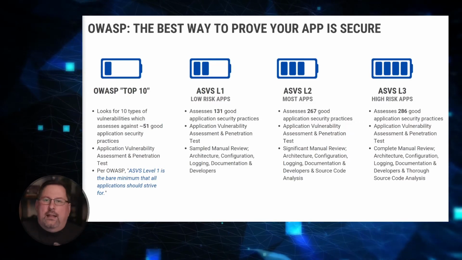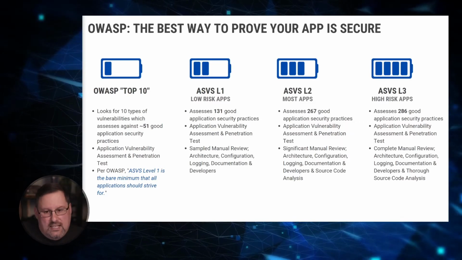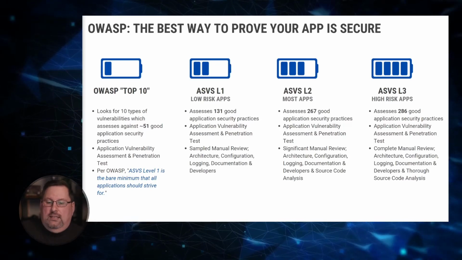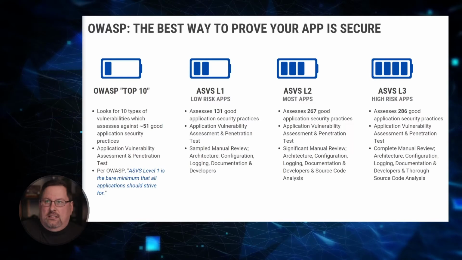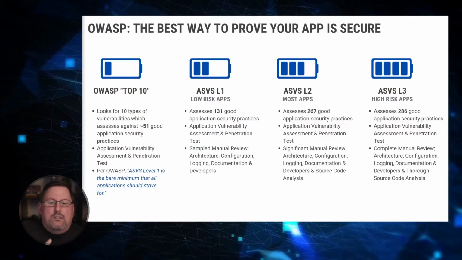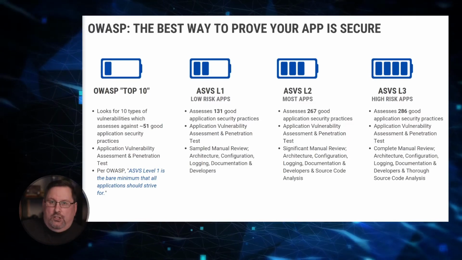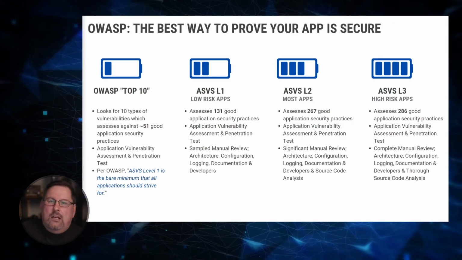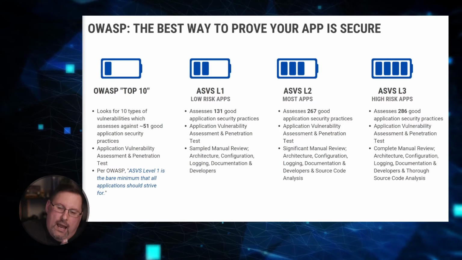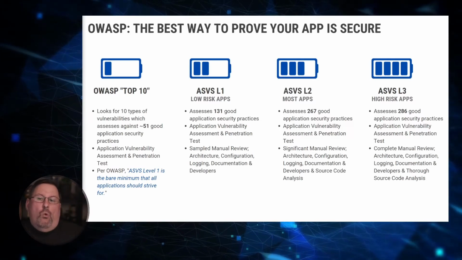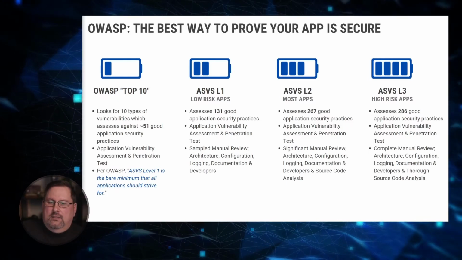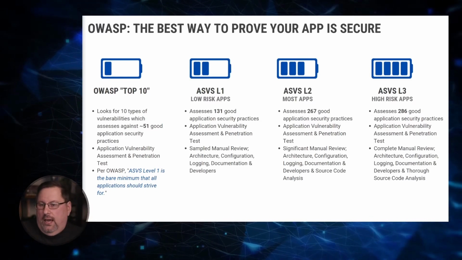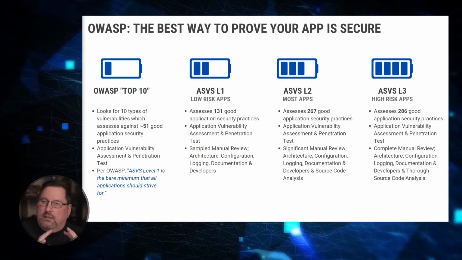And as part of that, there's recommendations on doing vulnerability assessments and pen testing. But OWASP official guidance is that the ASVS level 1 is the bare minimum that all applications should be striving for. In other words, the OWASP Top 10 isn't enough. We want everyone looking at ASVS L1 at the very least. It has 131 security controls to look at, which is more than double what the top 10 does.